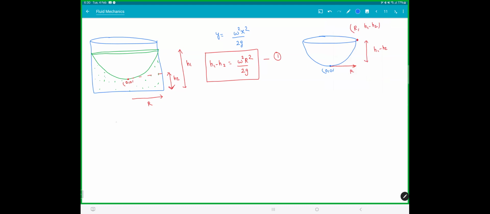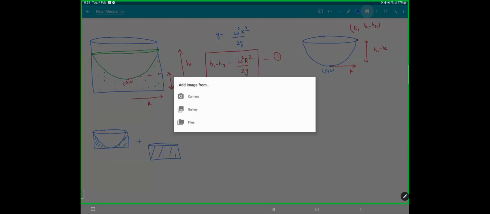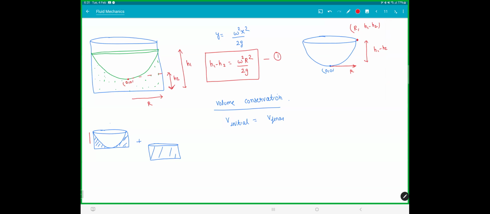Next thing, conservation of volume, because we are assuming the liquid is not spilling out. Initial volume is equal to final volume. So what is the final volume? The final volume has two parts. This was the paraboloid, so we need this volume, plus we need this volume. Agreed? The shaded part. This height here is H1 minus H2. This was radius, this was radius and this was H2.